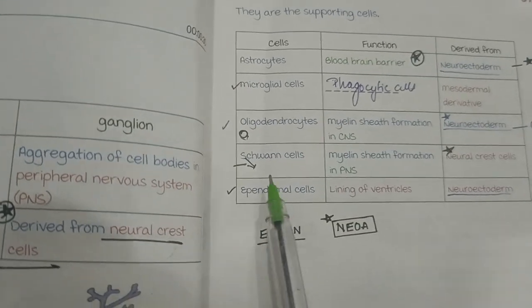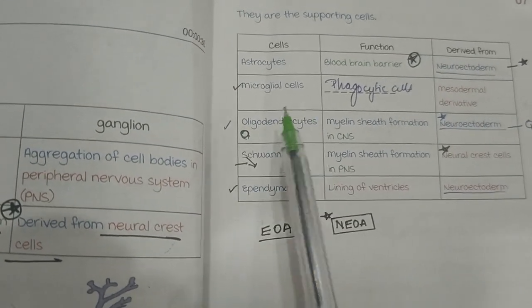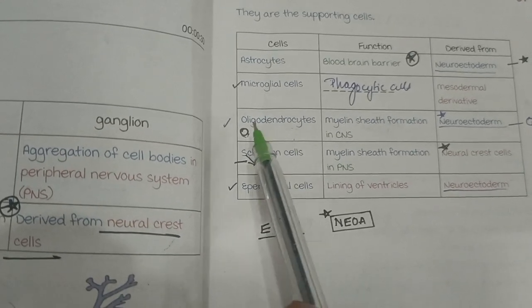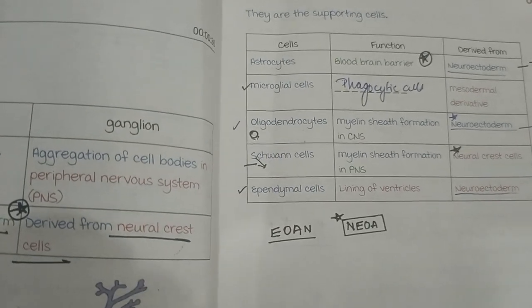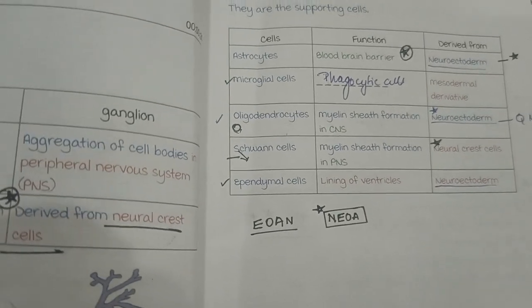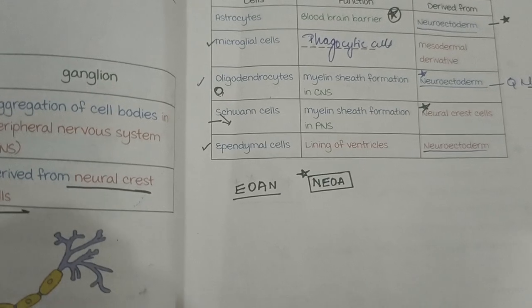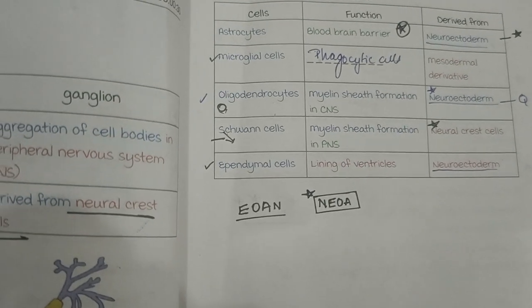How do you remember that? It is oligodendrocyte. O looks like an O, like a cut section of a skull. You can just remember that. Oligodendrocyte is myelin sheath formation in the central nervous system. Schwann cell is myelin sheath formation in the peripheral nervous system.